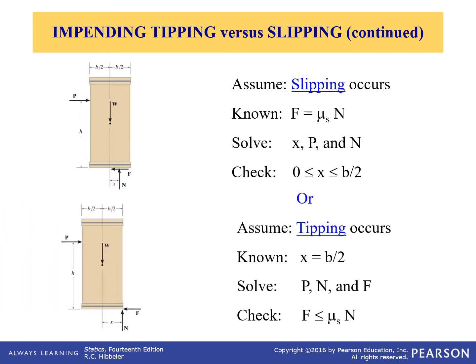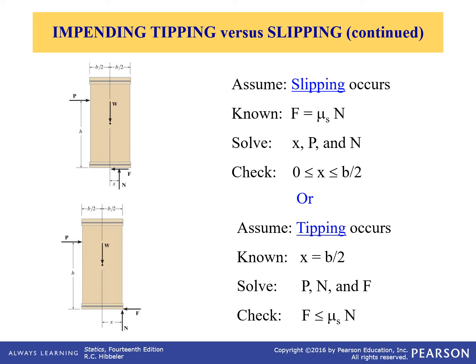So this here is just giving us the steps for doing this. The top one, as I mentioned to you, is slipping. In the slipping case, we know that friction equals mu S N. So in that case, we can calculate the friction value and we can solve for the unknowns. X is the distance between the normal force and the center line of the box. It's got to be less than half the distance. If it's greater than half the distance, then the box is going to tip on the bottom.